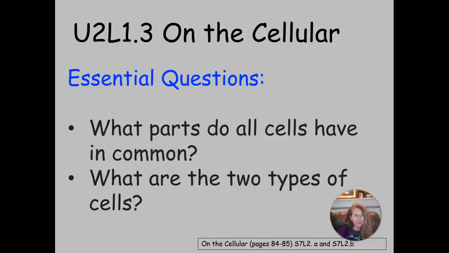So here we go. Lesson one is about the characteristics of the cell, and this part of the lesson is called On the Cellular. The key components or questions that we're going to be investigating are: what parts do all cells have in common, and what are the two types of cells? You might be like, well, it's prokaryote and eukaryote, but alas, it's not. Here we're talking about plant and animal cells.